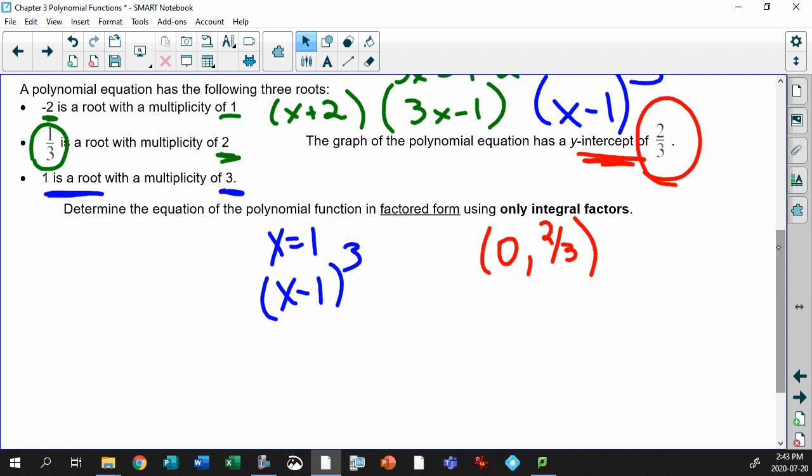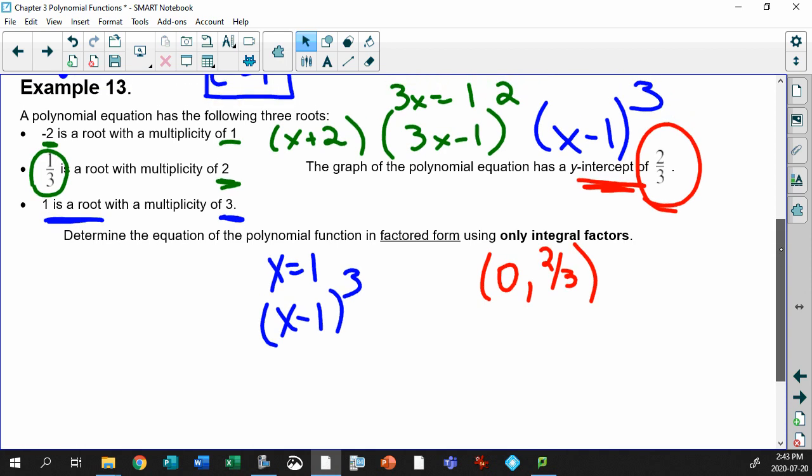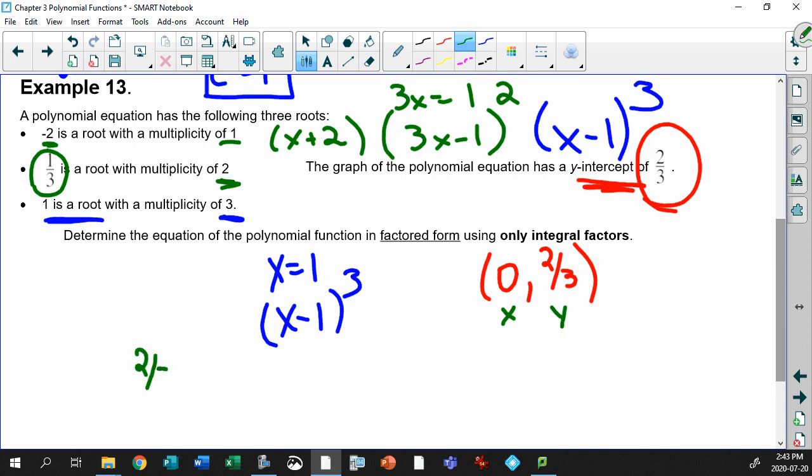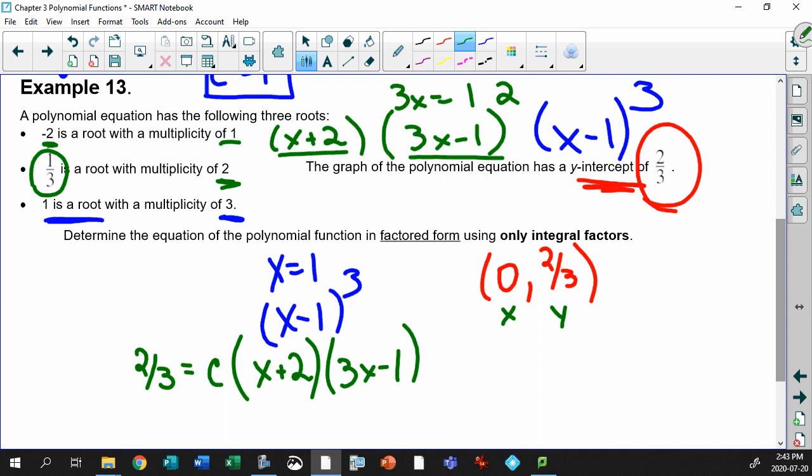Okay. So first things first. Oh, just a little bit higher so that we can see everything. Okay. So this is an x. This is a y. So my y is 2/3 equaling c times, remember, it's got to have some stretch factor out there, okay? x plus 2, multiplicity of 1, 3x minus 1, multiplicity of 2, and x minus 1, right? Multiplicity of 3.